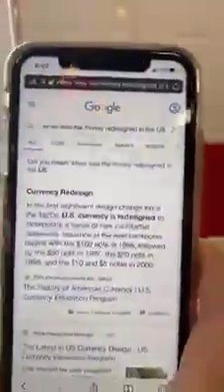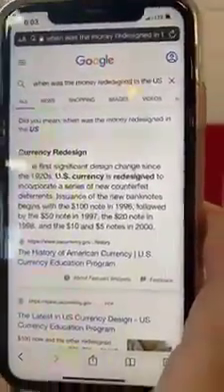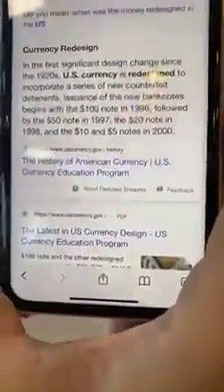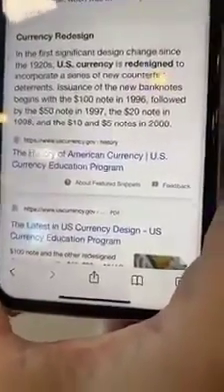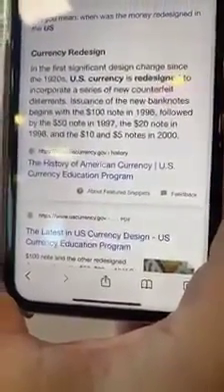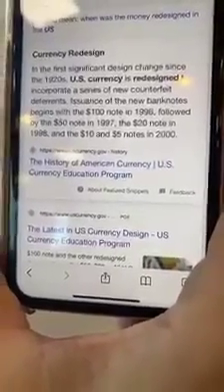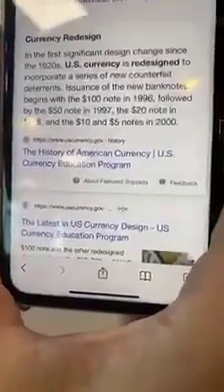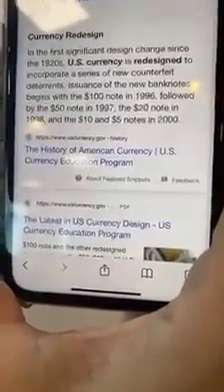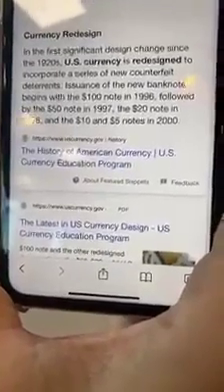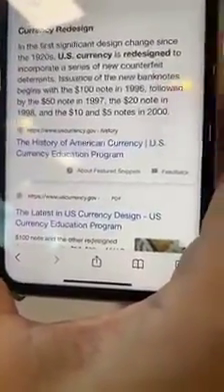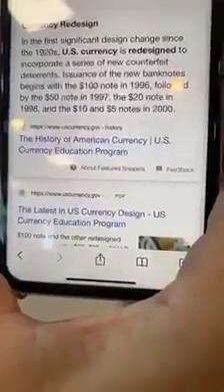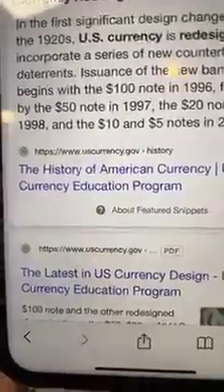Read this. I typed in Google, when was the money redesigned in the U.S.? Here's the answer. In the first significant design change since the 1920s, U.S. currency is redesigned to incorporate a series of new counterfeit deterrents. Issuance of the new banknotes begins with the $100 note in 1996. Interesting. Followed by the $50 note in 1997, the $20 note in 1998, and the $10 and the $5 notes in the year 2000. Now look at the website. That's uscurrency.gov. You say, Roy, where are you going with this?